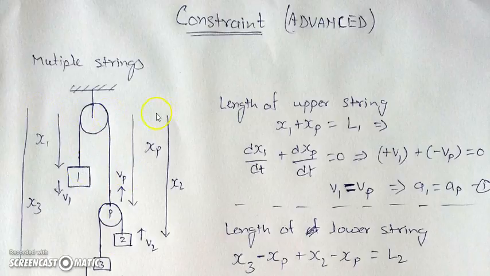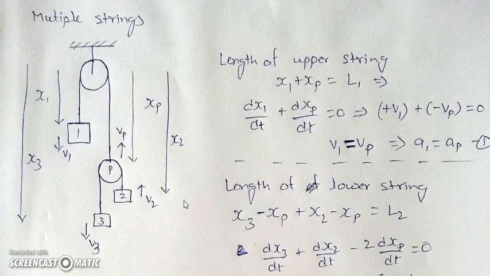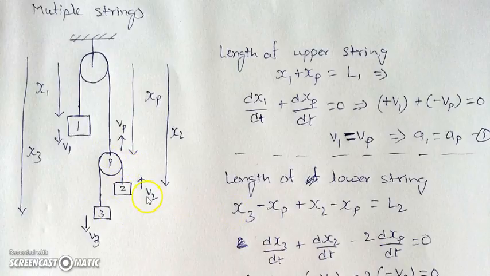So again, from a fixed line in the direction of their line of motion, we just drop their locations as xp, x1, x3 and x2 for the respective blocks and pulleys. And we can say for string 1, x1 plus xp will be length 1. On differentiating, we get this relation. And for the lower string, this one, we can say this length will be x2 minus xp, and this length will be x3 minus xp.